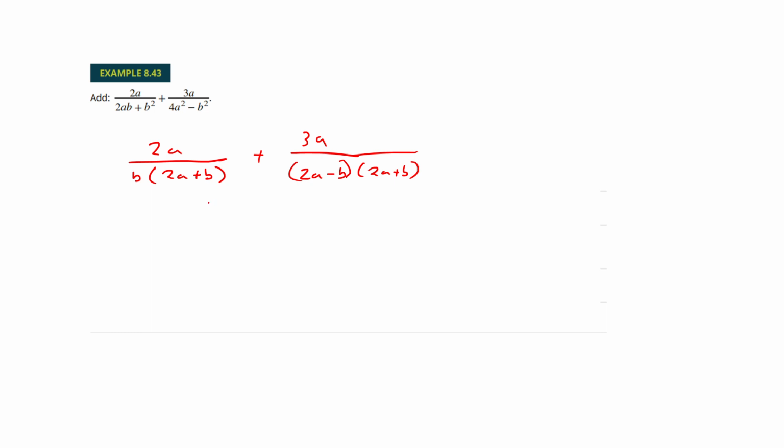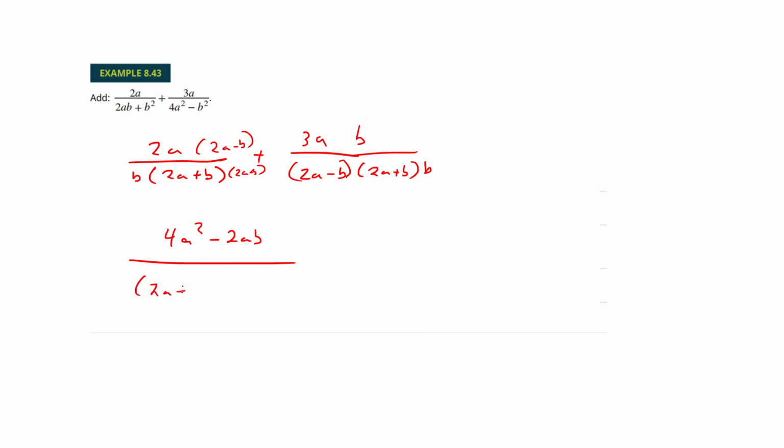Okay, let's go through it now. Now this side is missing a 2a minus b. Give it to the bottom, I'm going to give it to the top. This side is missing a b. Give it to the bottom, you got to give it to the top. Now I'm going to distribute this with 2a minus b up here, so I'm going to get 4a squared minus 2ab.